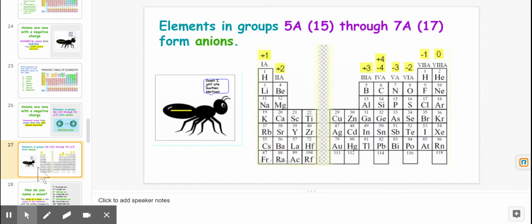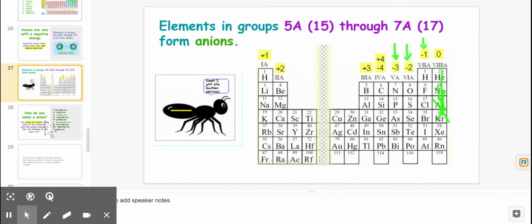All right. Again, this is handy dandy for us. This helps us a lot because it gives us a trend. In group 5A or 15, this shows you the anion and charge that these elements form. In group 16 or 6A, this shows us the anion and the value of the charge these elements form. And we also have this for 7A or 17. The noble gases are not going to form a charge, an ion, so that's why it says 0.